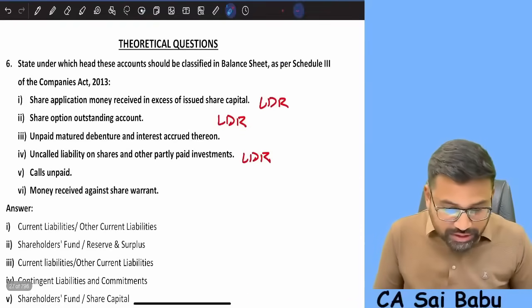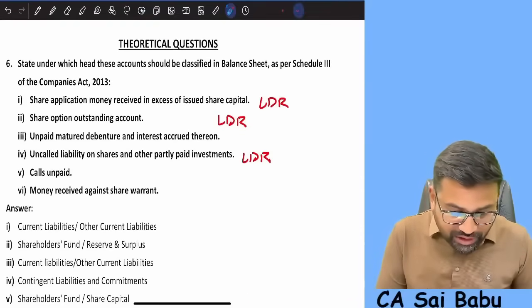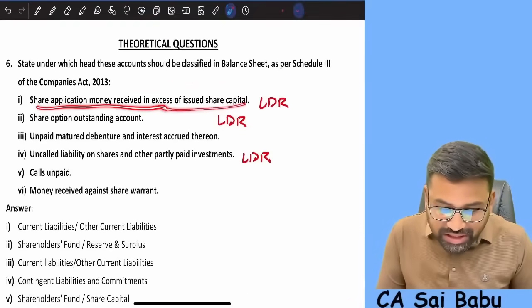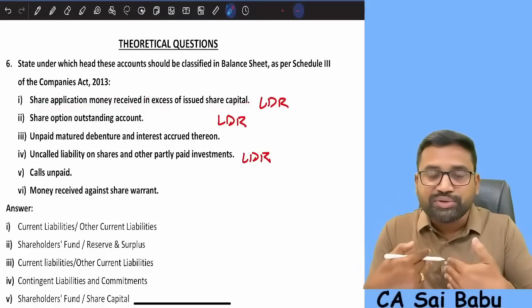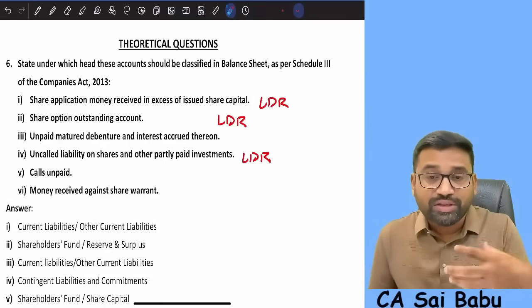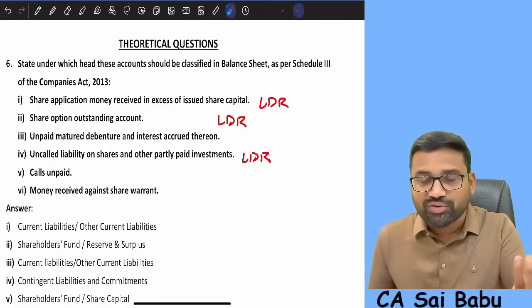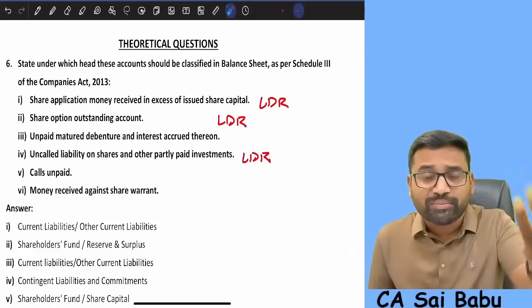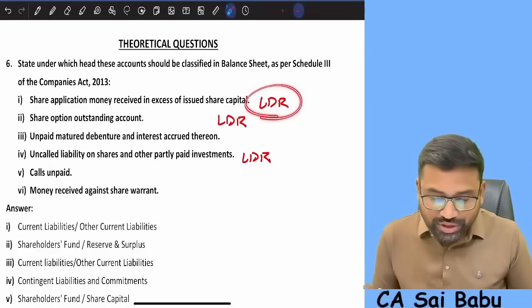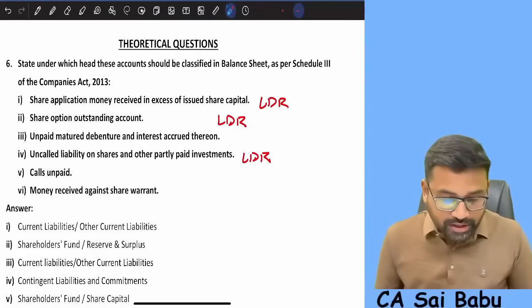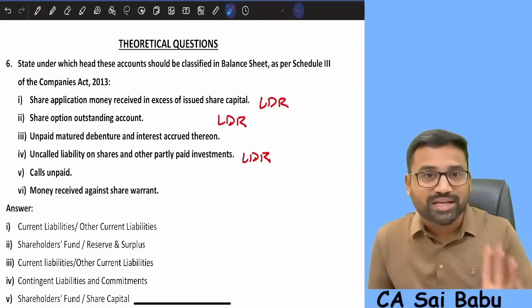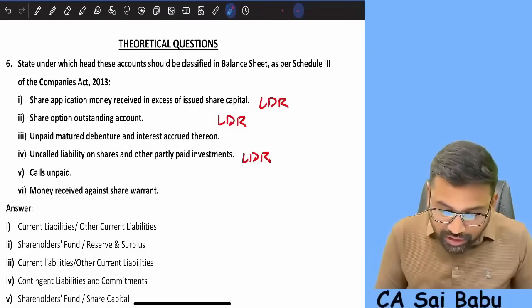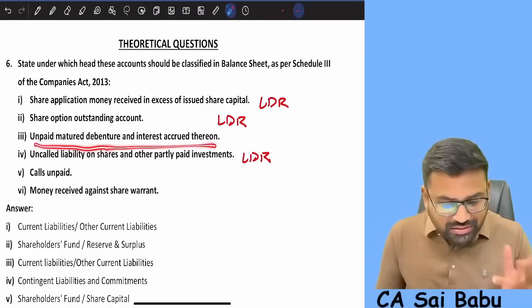Next, some important items and where they are going to be presented. Share application money received in excess of issued share capital: if the company received anything in excess of issued share capital, that amount needs to be refunded back to the applicants. So this will be shown as a part of other current liabilities. Next, share option outstanding account will generally be shown as a part of reserves and surplus. Next, unpaid matured debentures are other current liabilities.